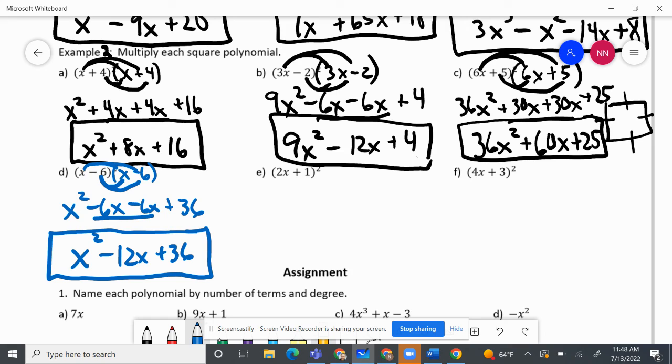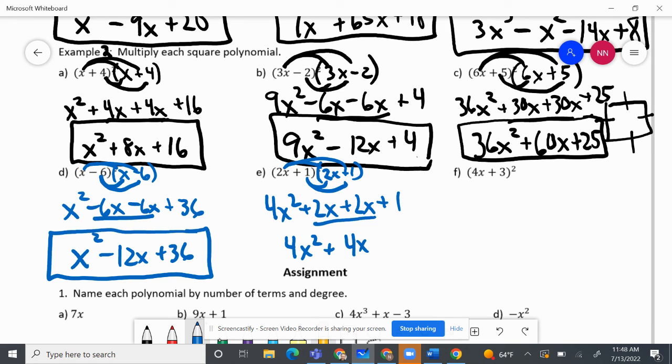For letter E, once again, square binomial, we write it again. 2x times 2x gives us 4x squared. 2x times 1 gives us 2x. 1 times 2x gives us 2x. And 1 times 1 gives us a 1. We see these 2 terms are the same. 4x squared plus 4x plus 1.